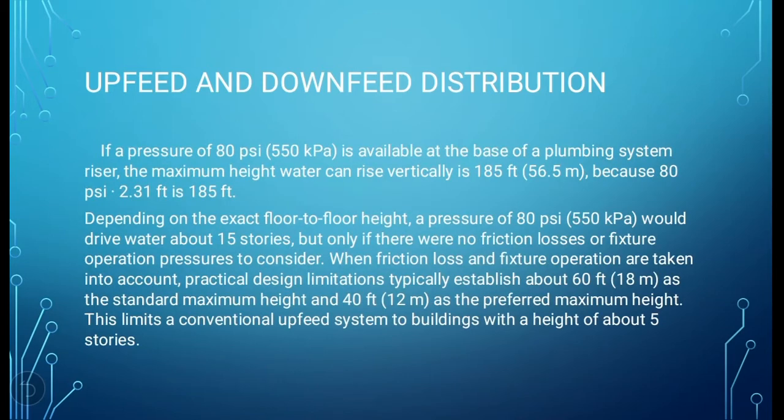If a pressure of 80 psi or 550 kilopascals is available at the base of a plumbing system riser, the maximum height water can rise vertically is 185 feet or 56.5 meters, because 80 psi times 2.31 feet is 185 feet.